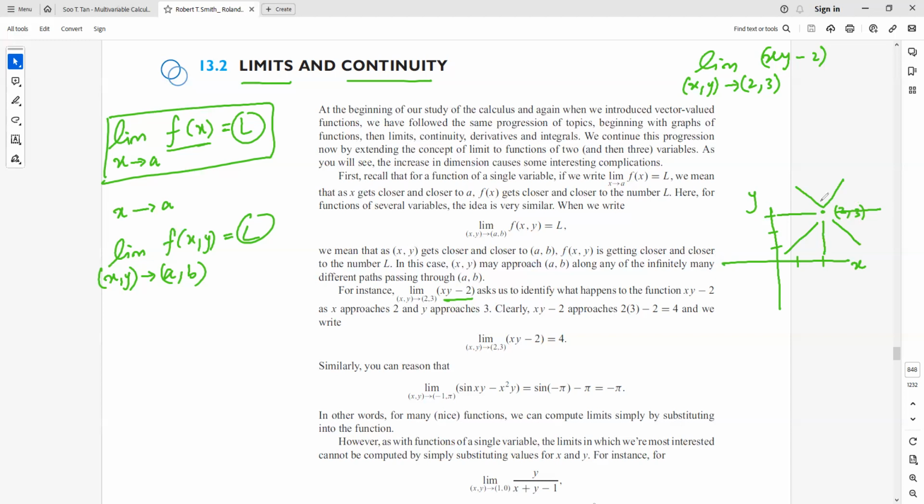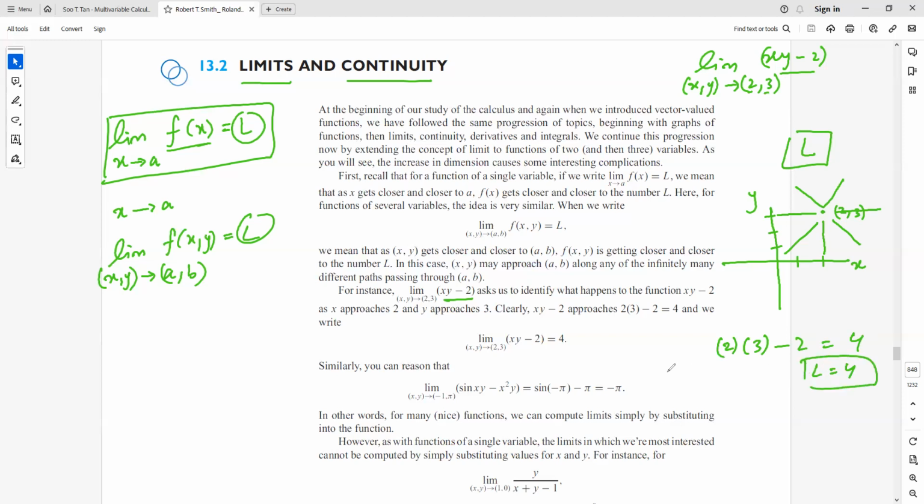So if the limit, which we are representing with L, is the same when we approach this point in all directions, from all paths, then we say that the limit exists. And if it's not the case that the limit is the same in all paths, then we say that the limit does not exist. So now to find the limit of this function, we just need to put the values of x and y into the function. The value of x is 2, the value of y is 3, minus 2, so we get the answer as 4. So the limit in this case is equal to 4.